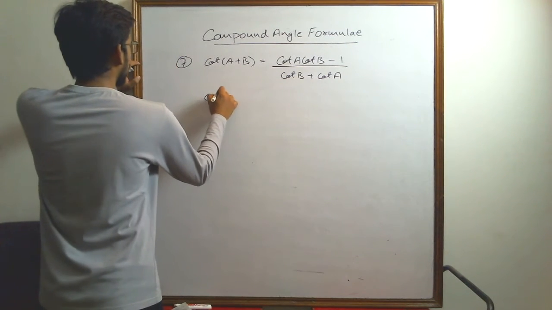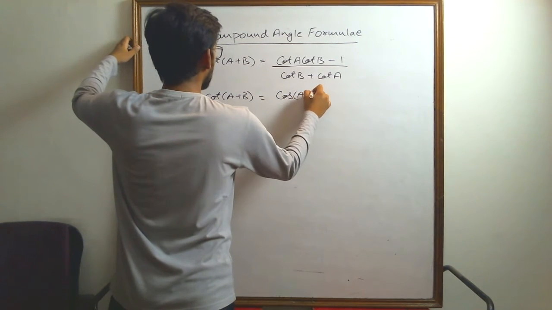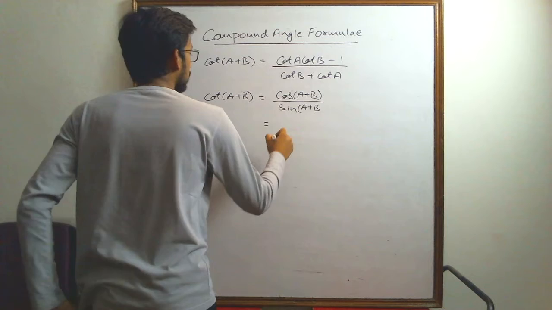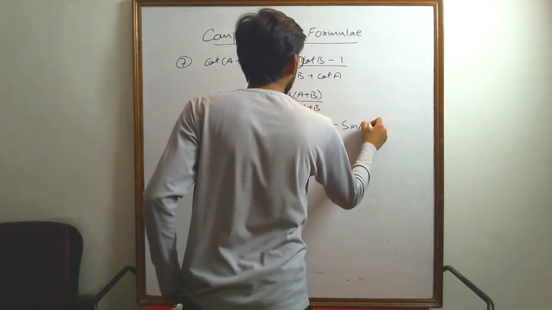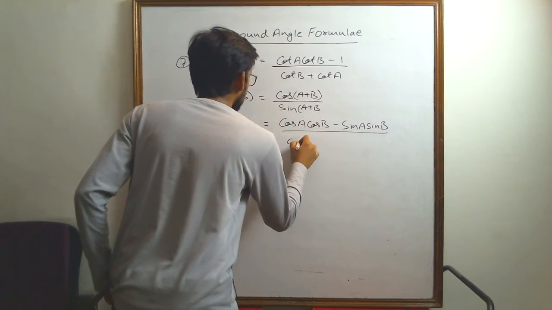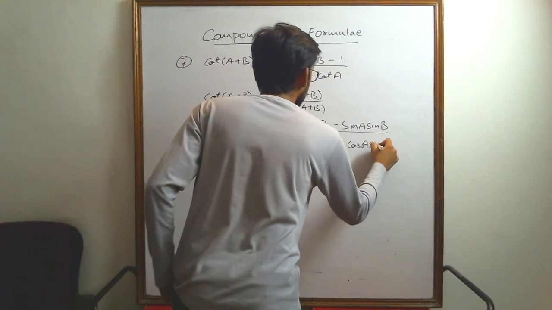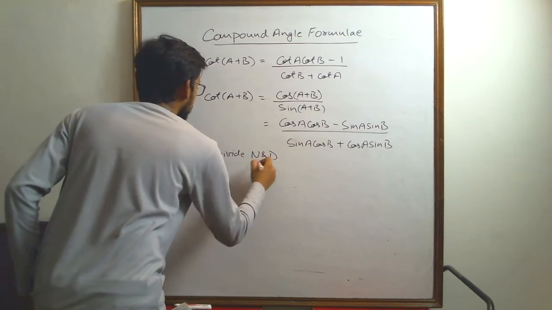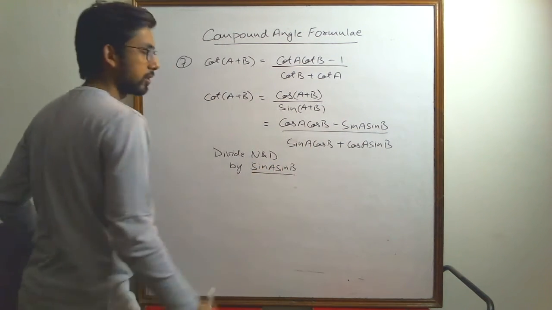Let's derive this. Cot A plus B by definition is equal to cos A plus B upon sin A plus B, that is cos A cos B minus sin A sin B upon sin A cos B plus cos A sin B. Now divide numerator and denominator by sin A sin B so that we get the RHS in terms of cot.